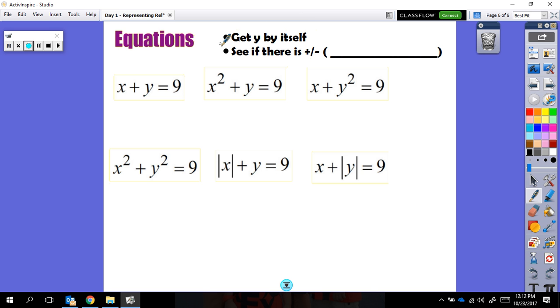All right, so here's what you need to look at. First, you need to get y by itself. You see if there is a plus or minus. If there is a plus or minus, it is not a function. Okay? It is not a function if you're adding a plus or minus. So we're going to get y by itself right here. Y is equal to, so minus x, negative x plus 9.